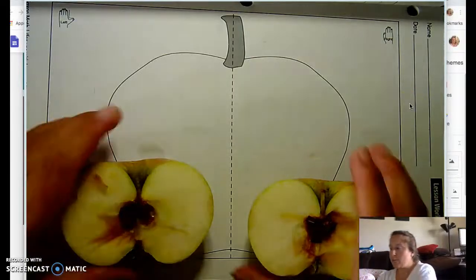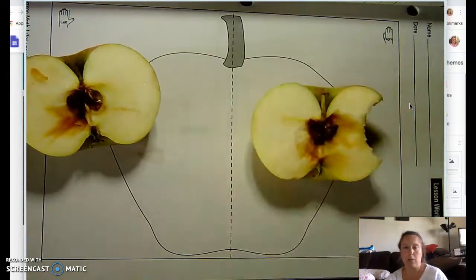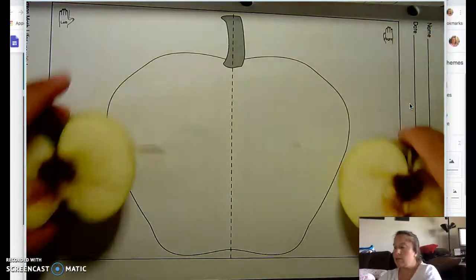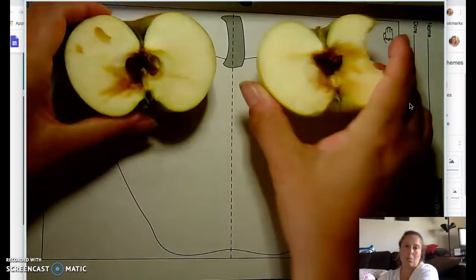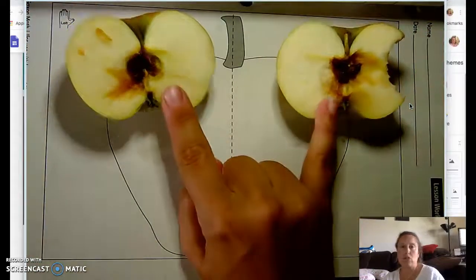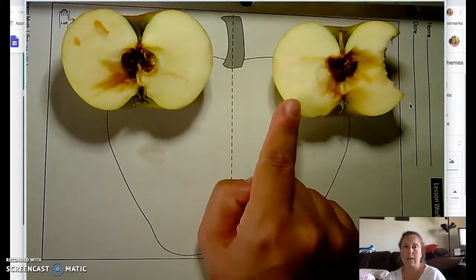So what I did was I actually have an apple here, and you can see that Mrs. Smith got a little bit hungry in between. So here's an apple with two halves. An apple can be split into many different pieces. In this case, I have two halves. This is half of an apple and half of an apple.